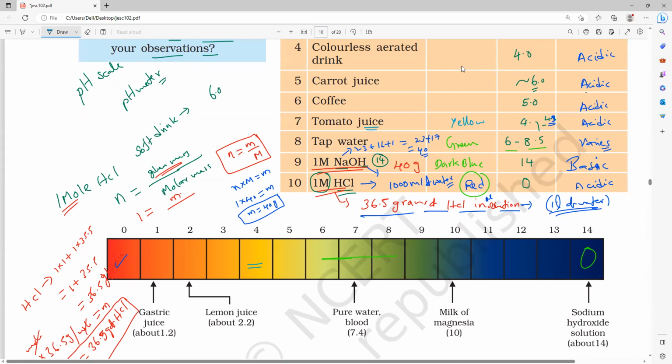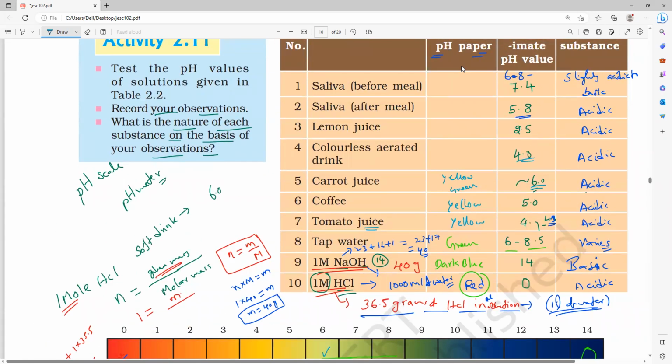Coffee. What is the pH value? Tomato juice 4.1. Coffee also 5. What is the color for 5? Yellow. Approximately, it is a rough guide. Carrot juice. 6. 6 means what? Yellow green. Next, aerated drinks. Colorless aerated drinks. Actually, in some places you can see 4, or some places they will say around 6. So whatever it is, you can take. So 4 to 6, almost it is yellow. Okay, guys? That is what you have to remember.